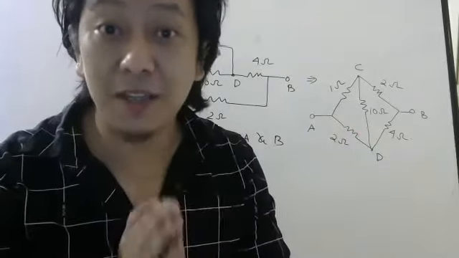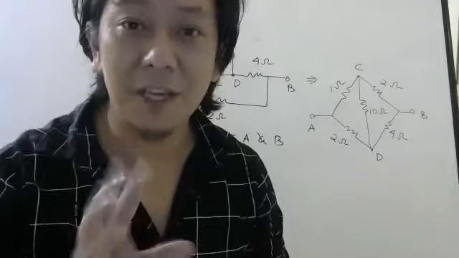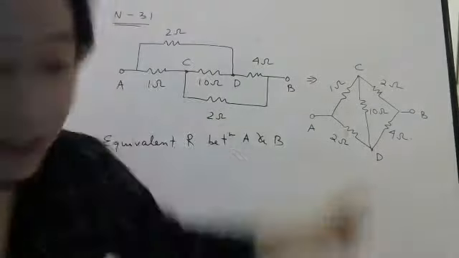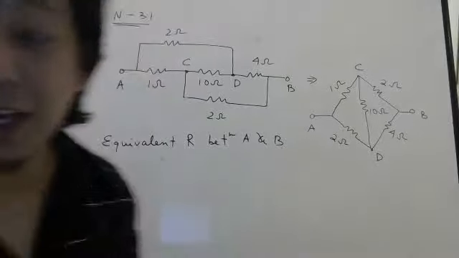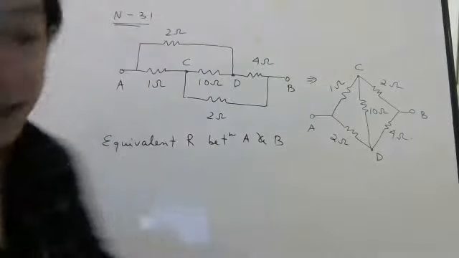So check whether the Wheatstone bridge is balanced or not balanced. Most of the time it will be balanced. Almost 99.9% it will be balanced. Check once whether it is balanced or not. How to check? P by Q should be equal to R by S.